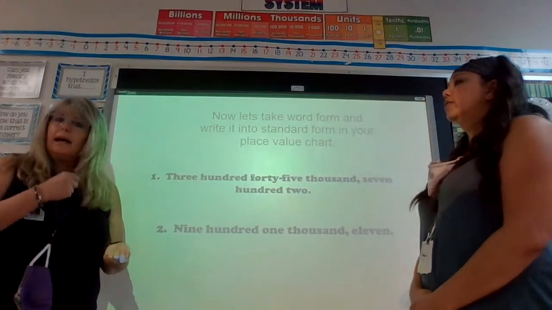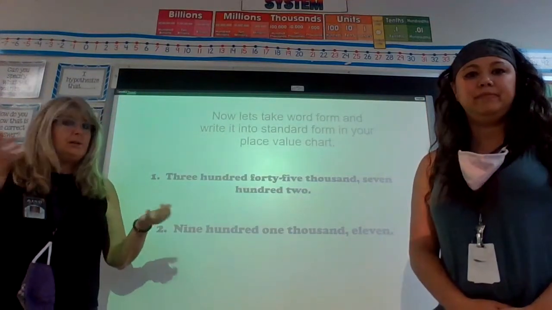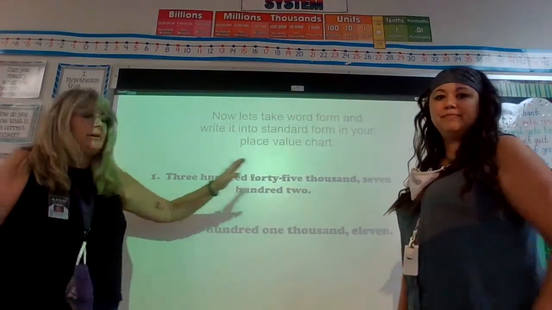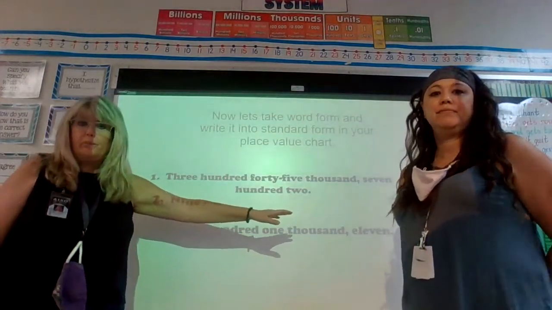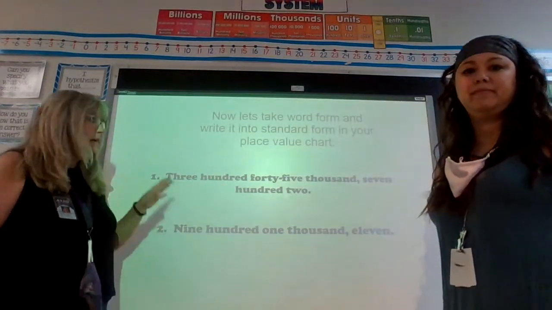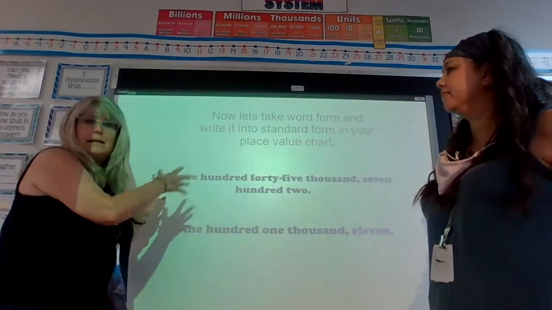You can get a dice. You can get your parents to call out a number and tell you what place to put it in. You can put that number in the place. You can write out a number. You can have your parents write out a number in word form, and you can go back and put it in your place value chart. But we've given you examples of ways that you can go back and practice this lesson.